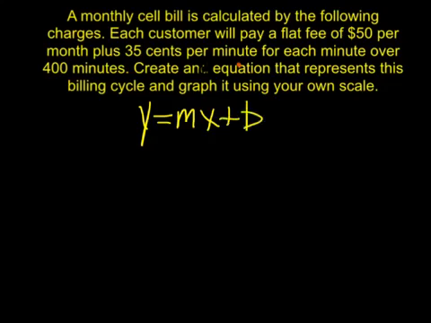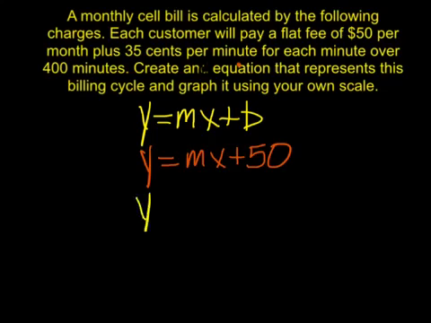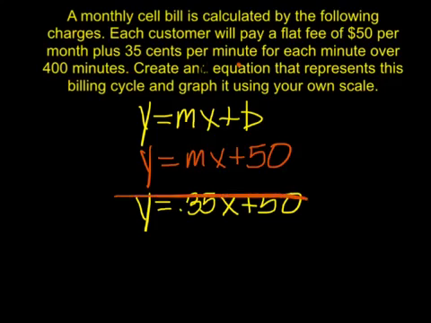And where does the $50 monthly fee go? Where the b is at. Okay. And what about the 35 cents? Where the m is, right? 35 cents. So I have my equation and I'm finished, right? No, we are not finished. What's wrong with this? You don't have x represented correctly. x represents the number of minutes used. It does not represent the number of minutes used over 400.